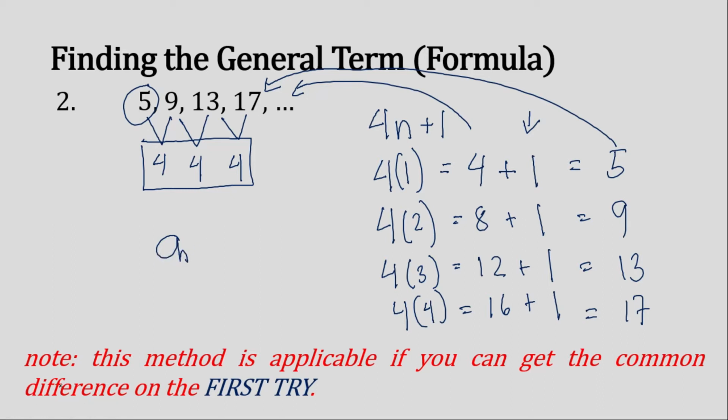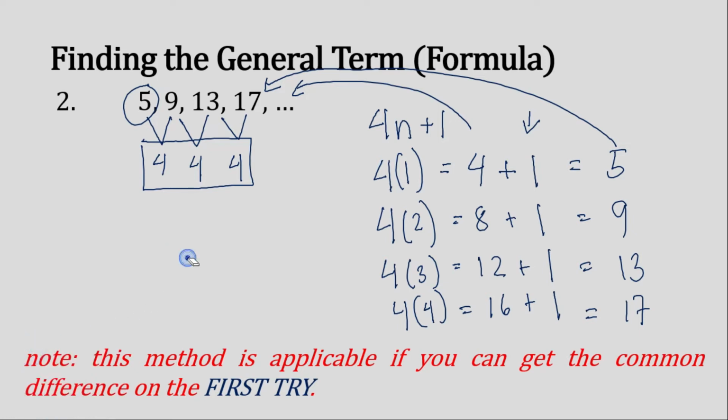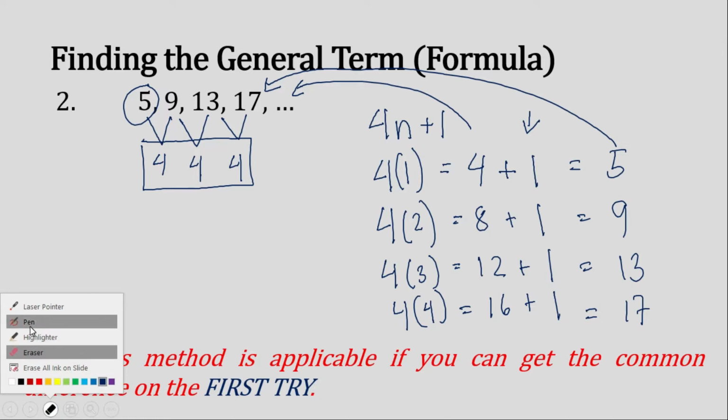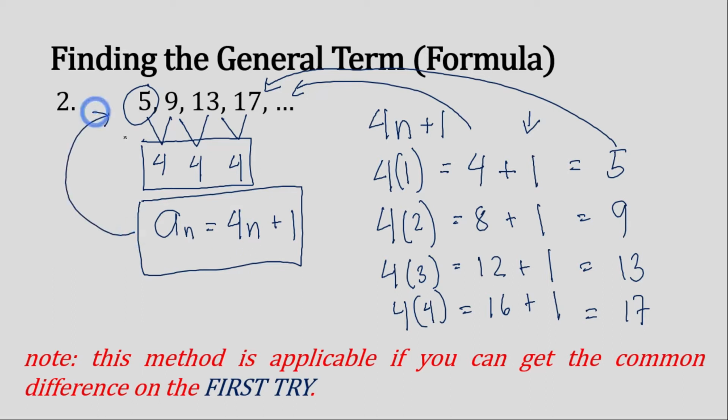Okay, so the formula would be a sub n is equal to 4n plus 1. So you will do the adjusting part on this part of the lesson. So you can use this formula to get the terms of this sequence. So this is the general term and this is the final answer.